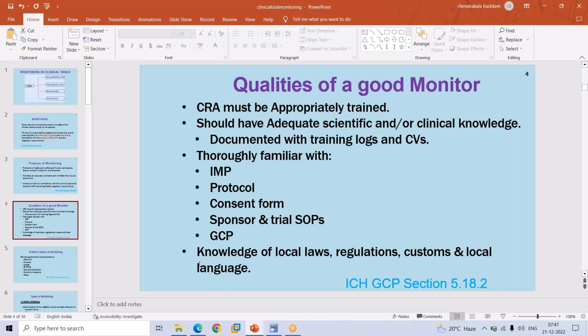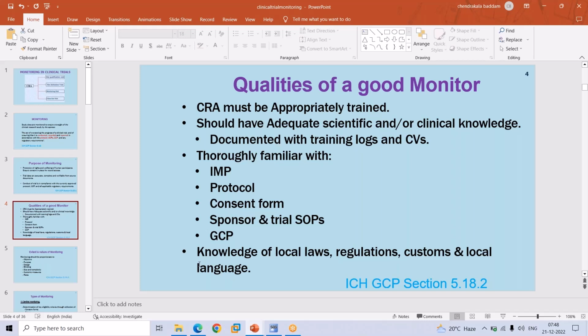They also must be familiar with the protocol: protocol objectives, protocol design, protocol endpoints, duration of the protocol, study treatment periods, including follow-up periods. So they must be familiar with the protocol contents. Further, we are going to discuss the protocol contents with an example.